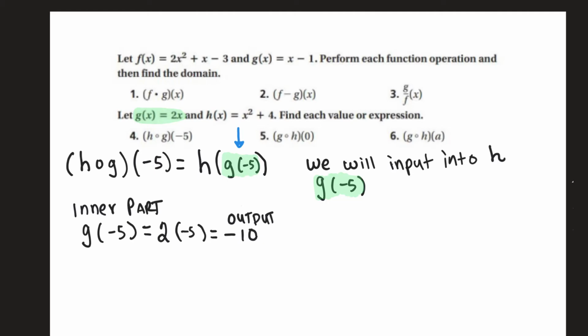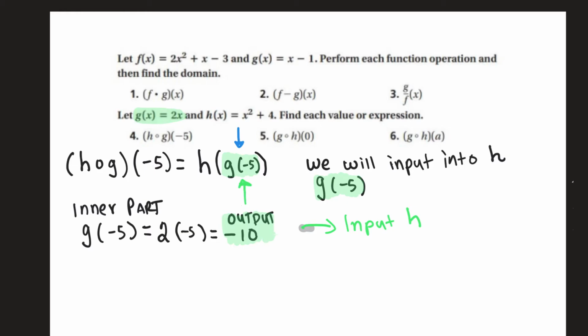So now the output, which is negative 10, will be the input for h. The output will become the input for h. And how do I see it? You just see it right here.